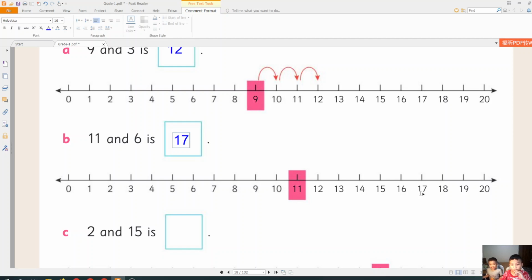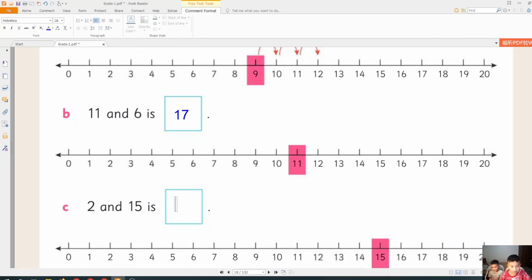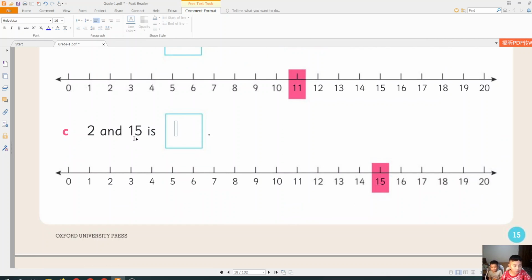This is a small number, everyone. The last number is 17. We will pick the last number as the answer. So, our correct answer is 17. Next number is 2 plus 15. We can switch it into 15 plus 2 like this. 15, let's count. 15, 16, 17. Our answer is 17.